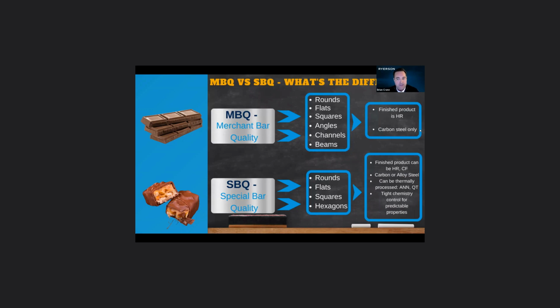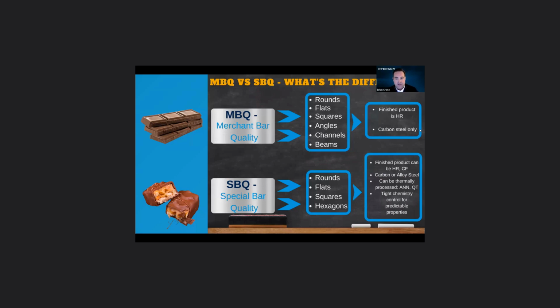Now, as we move into the world of SBQ, or special bar quality, think of this like your Snickers bar. It builds off the basic chocolate bar, but its makeup is more complex. It has different ingredients to suit the different needs of the end use.